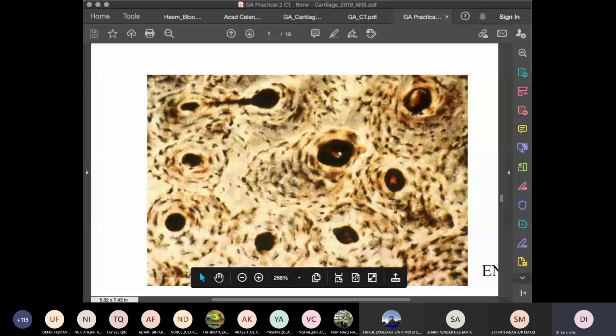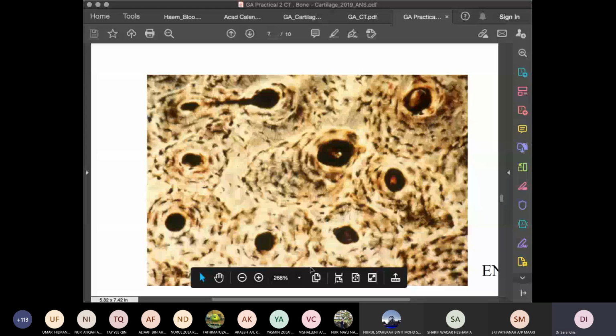Near the periosteum would be the outer circumferential lamella. If it's surrounding a Haversian canal, that's your Haversian lamella. If it's in between, that's your interstitial lamella. All this interstitial here, interstitial here, more interstitial here.